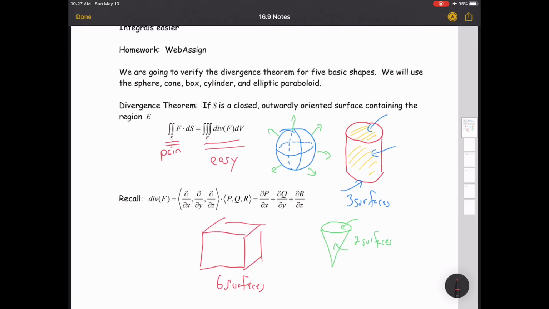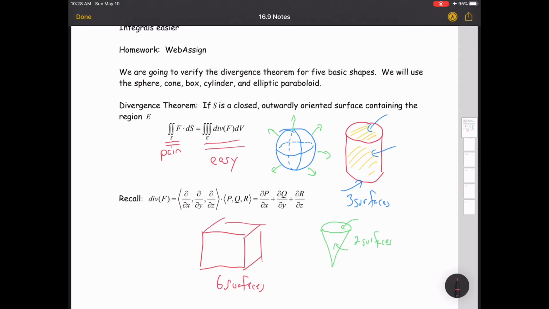Now, we will not do a formal proof of the divergence theorem. What we're going to do is show that the double integral of F dot dS, or the surface integral, is going to be equivalent to the divergence theorem for all of our different cases here.